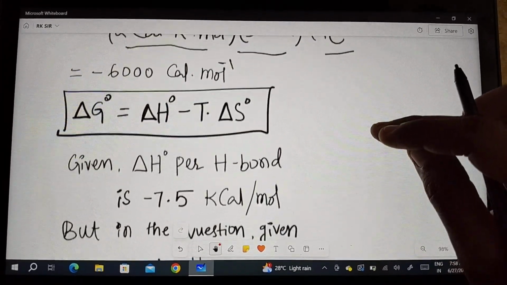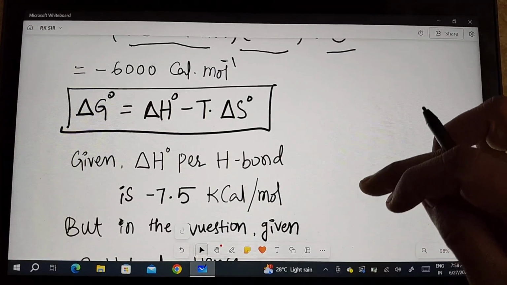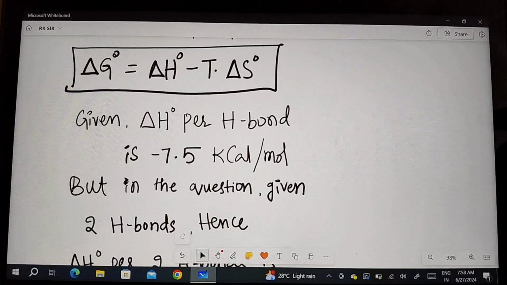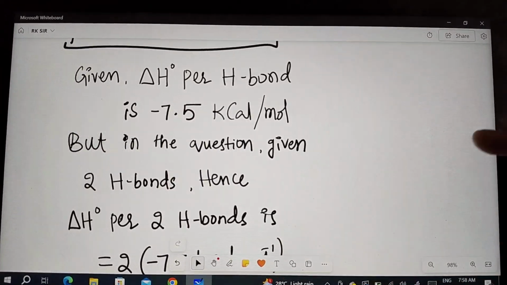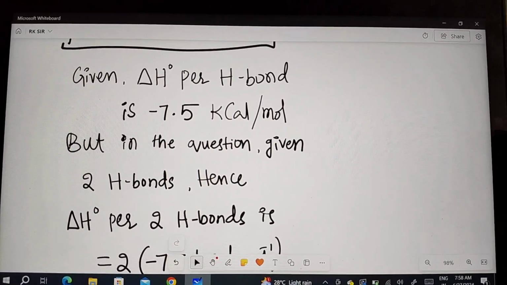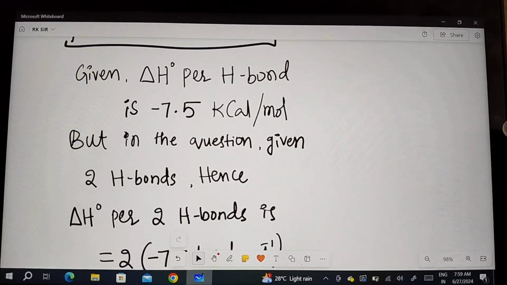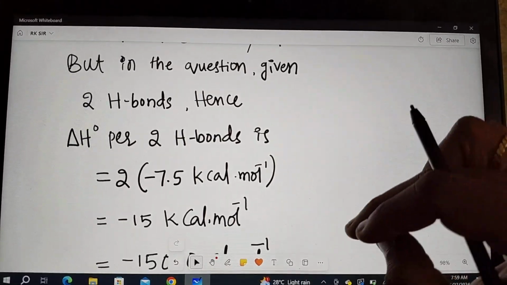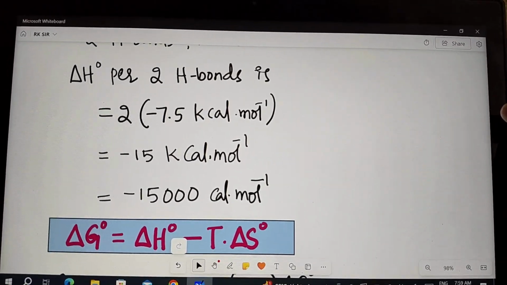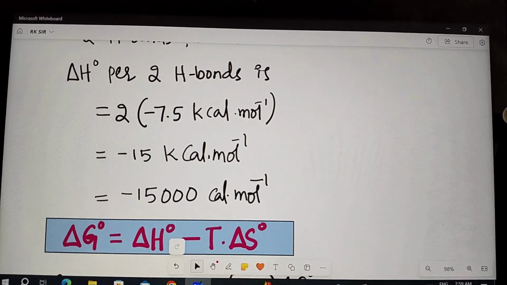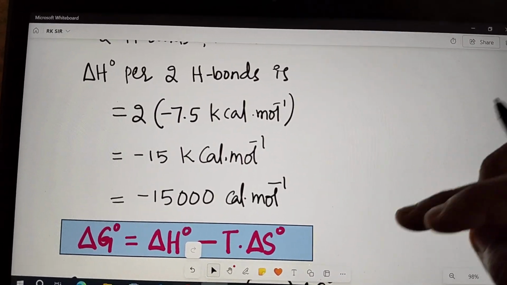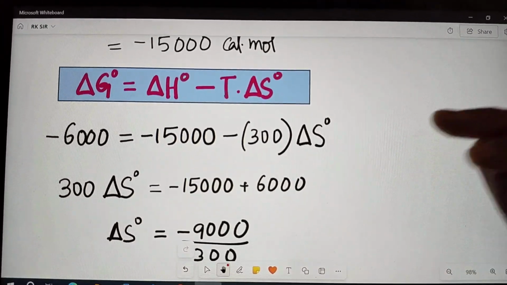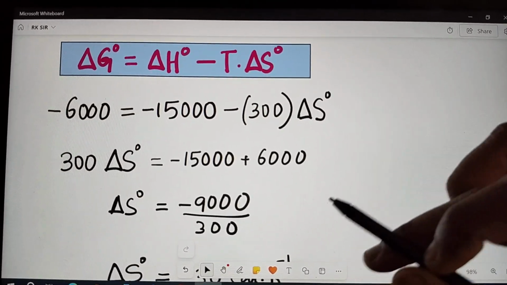Later, that delta G naught value we can substitute in the Gibbs free energy equation: delta G naught is equal to delta H naught minus T delta S naught. As I told you earlier, they have given delta H naught, that is the enthalpy change per one hydrogen bond, which is minus 7.5 kilocalorie per mole. Because we have two hydrogen bonds, as I told you, we need to multiply by 2, so that we get the delta H naught, which is the enthalpy change for two hydrogen bonds, which will come out as minus 15,000 calorie per mole.